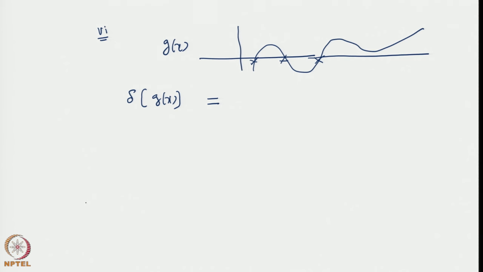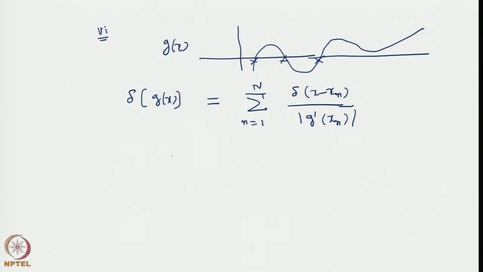So as a standalone representation, it's written as, if there are, let's say, n roots and none of which has its derivative 0, then it is a sum of delta of x minus x n divided by mod g prime x n. So g prime should exist. Otherwise, that function cannot be the argument of the delta function. It has no meaning. Physically, it's very easy to understand this.